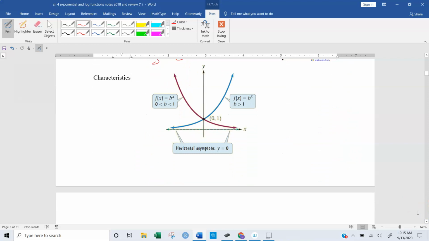All right, you're looking here. They still have horizontal asymptotes at 0. Remember, if the base is greater than 1, it is a growth. And if it's less than 1, it is decay. And because it's a negative, it's going to flip it again, and you're going to get another growth graph.